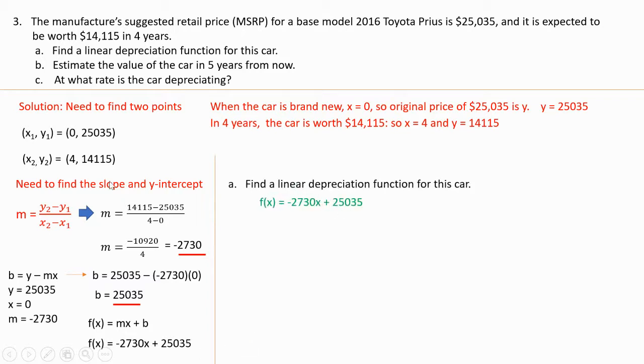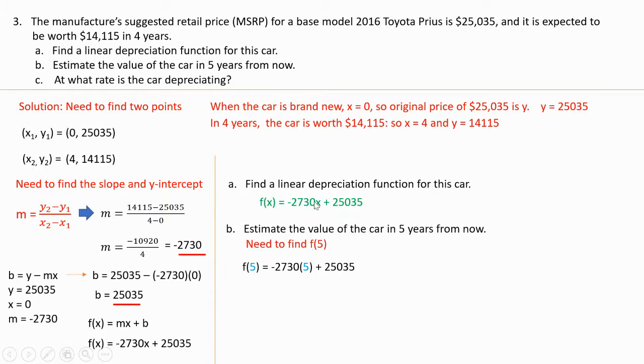Now for the B part, it says estimate the value of the car in 5 years from now. So we're going to find f of 5. All we do is plug in 5 for the x. So f of 5 is negative 2730 times 5 plus 25,035, which will give us 11,385. So the car will be worth $11,385 in 5 years.